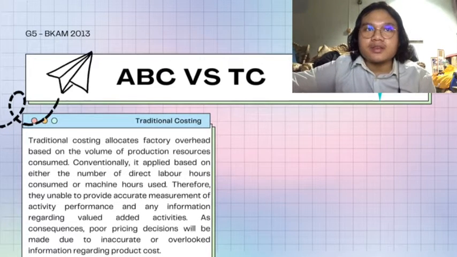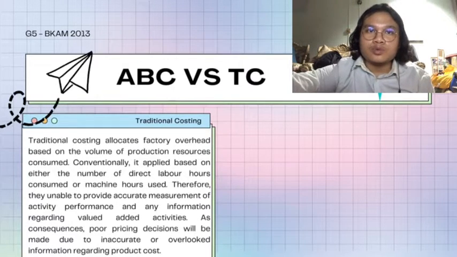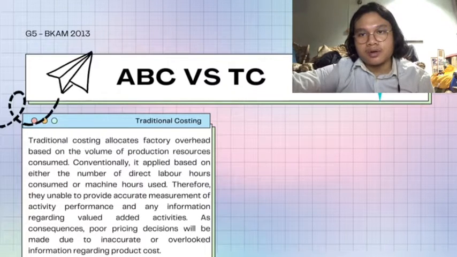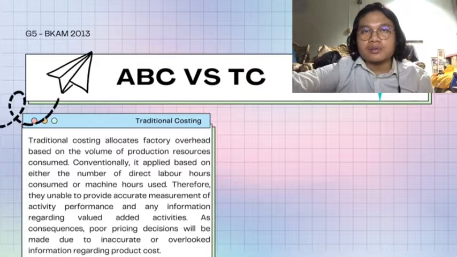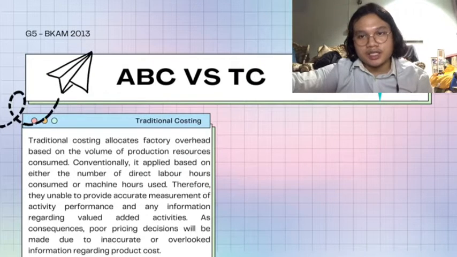Traditional costing allocates factory overhead based on the volume of production resources consumed. Conventionally, it is applied based on either the number of direct labor hours consumed or machine hours used. Therefore, it is unable to provide an accurate measurement of activity performance or any information regarding value-added activities. As a consequence, poor pricing decisions will be made due to inaccurate or overlooked information regarding product cost. As a conclusion, traditional costing is more often used by micro entrepreneurs or SMEs, and the ABC system is more often used in large companies.